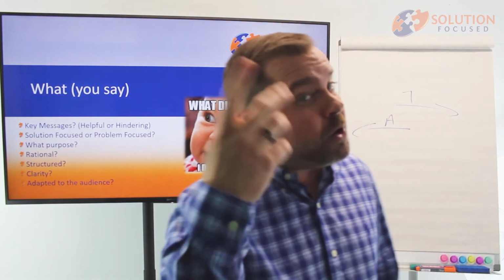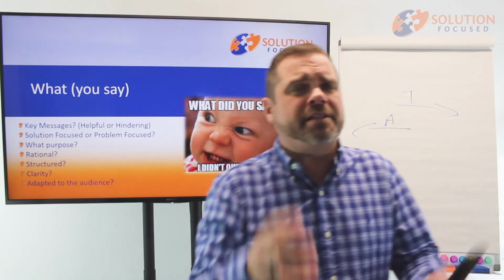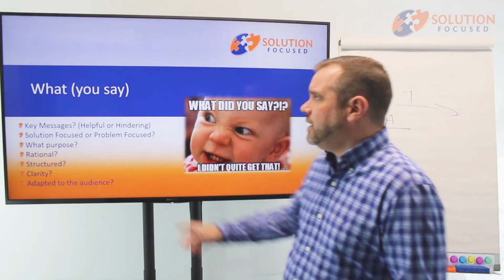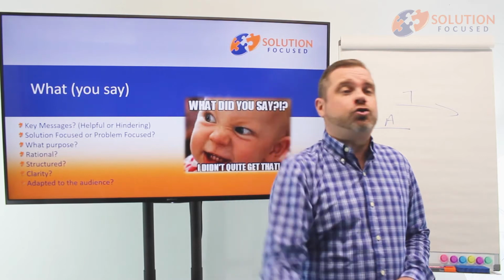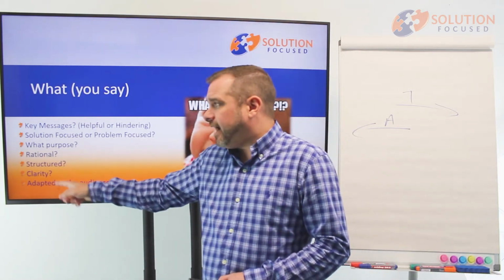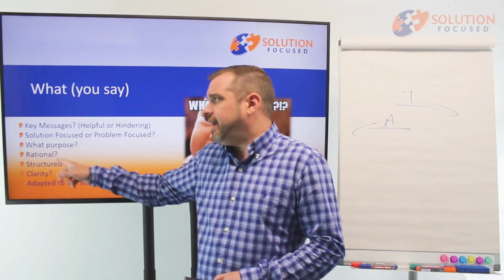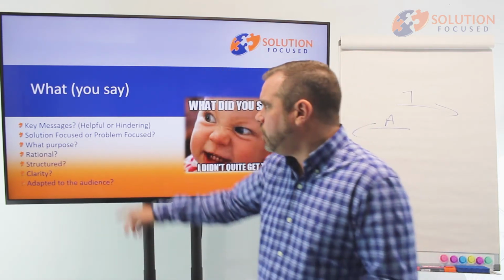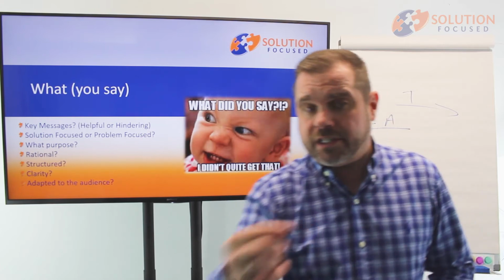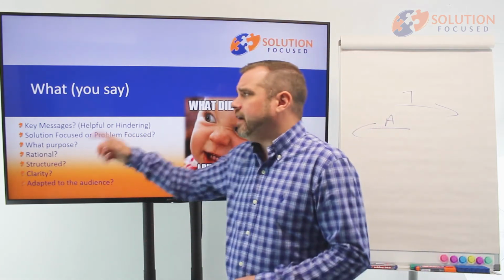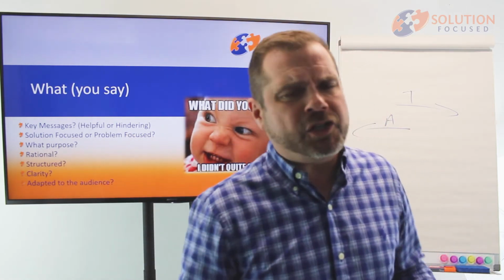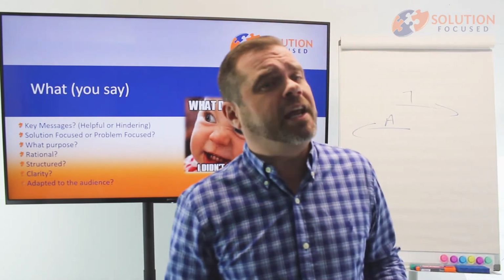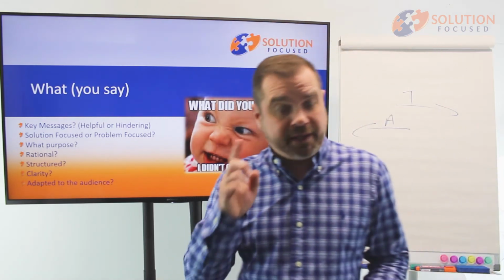But you can very quickly, by what people are saying, pick up on the type of person they are. Okay? So, that is about what you say. Adapting, have clarity, have structure. Is it rational? What purpose are you saying that thing for? Is it solution focused or is it problem focused on the back of it? And what are your key messages that you send out to the universe every day, to the people around you? Just something to think about.